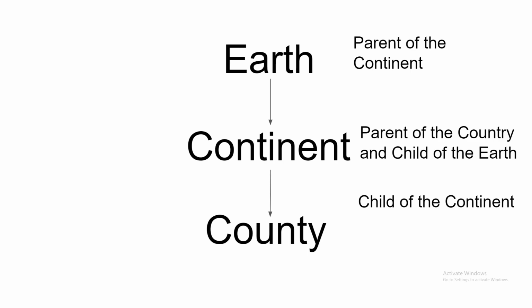And it's really bugging me that I misspelled that, but it's okay. Now, the continent's in the middle, right? So it's the parent of the country, but it's also the child of the Earth. And you might think that the Earth would be the parent of the country, but that's not the sequence that it follows. It goes Earth, continent, country.